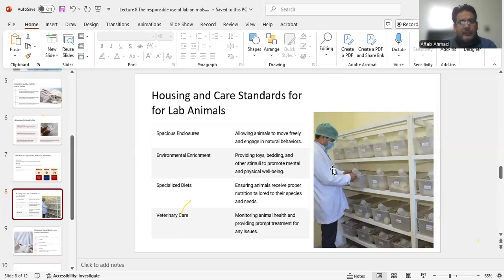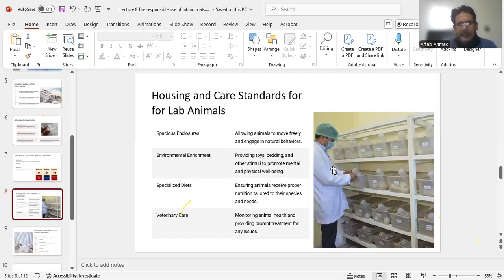Some of the researchers were working on the eyes. So they damaged the eye, and then they tried to cure the eye. Sometimes when they damage the eye, that causes infection, and that can result in the death of the animal. So there is a lot of suffering. In that case, there should be proper veterinary care.